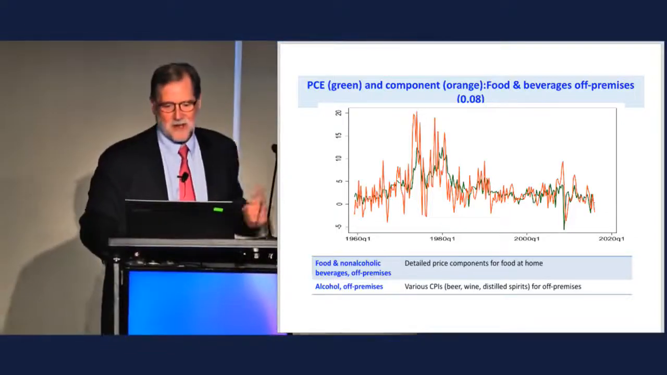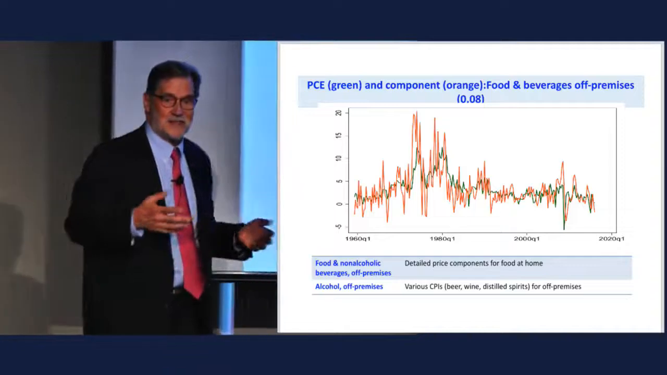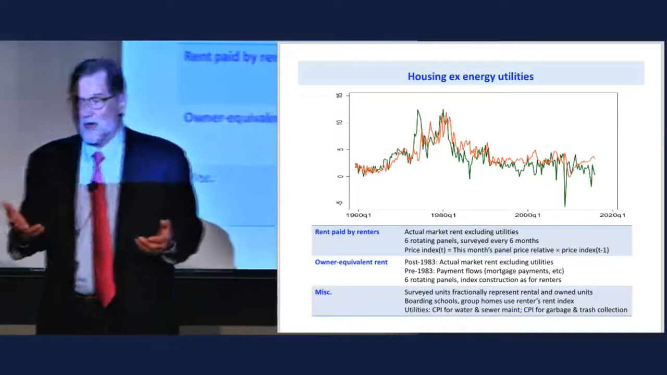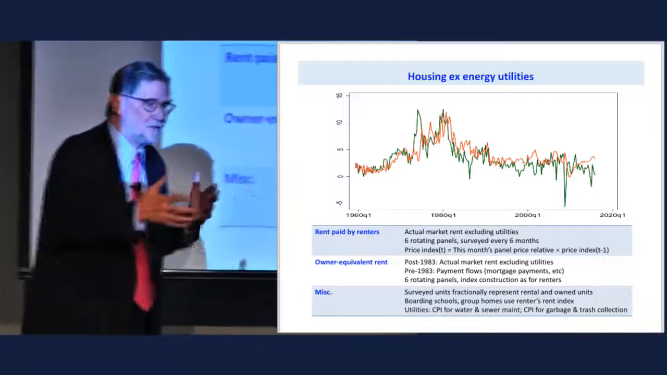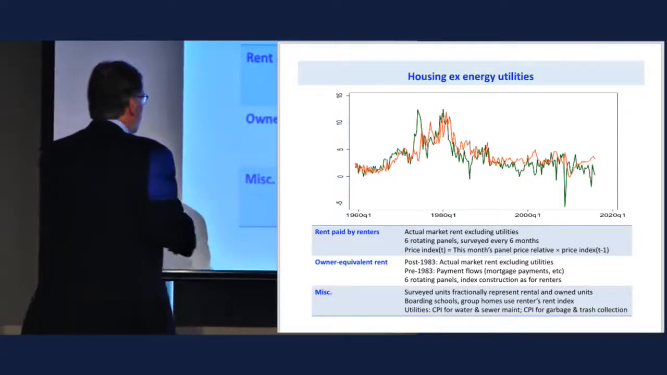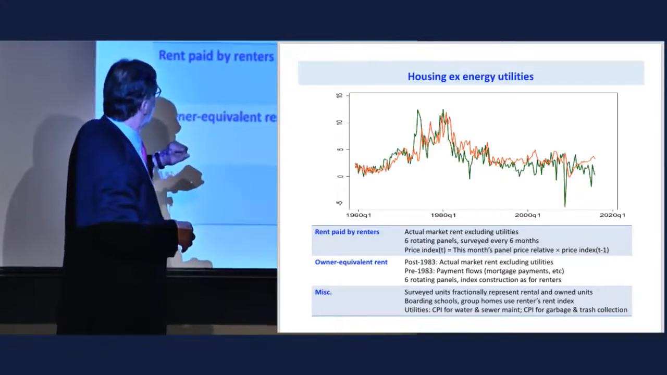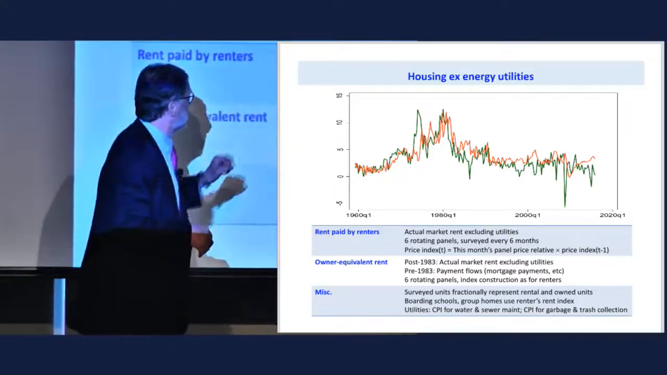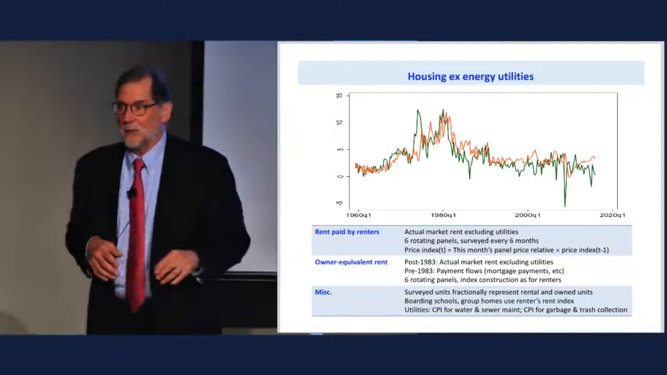Okay, so you can go through all of these. It turns out housing is one of these things. Housing services are reasonably well estimated. We've got surveys of rental units of different types, nicely done with rotating panels, et cetera. And so this turns out to be measured reasonably well, at least in the last 35 years or so.